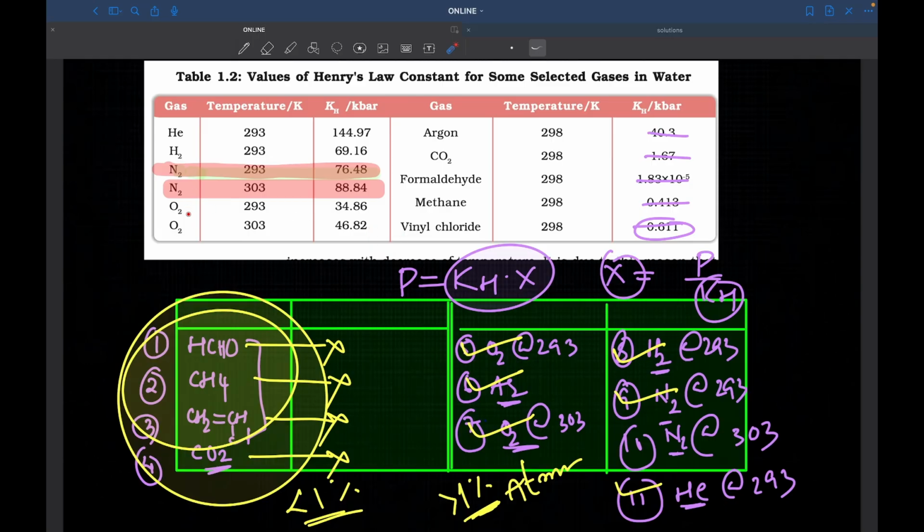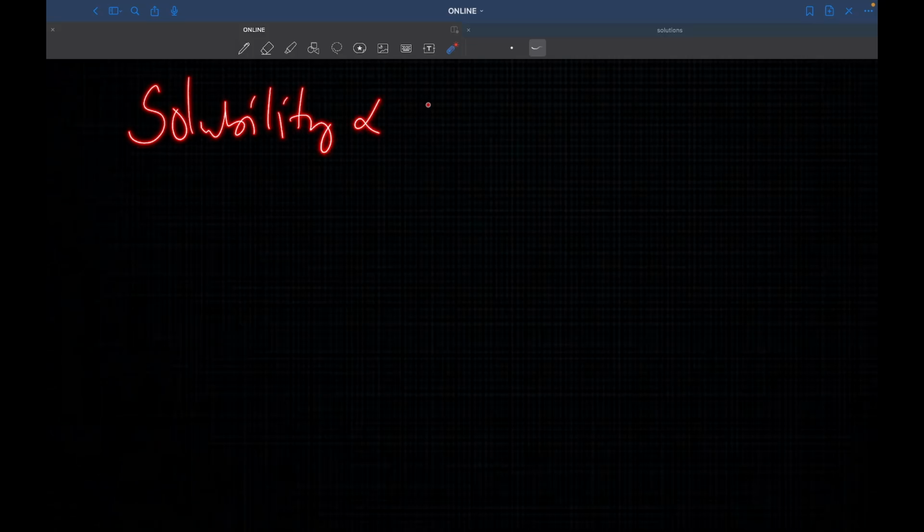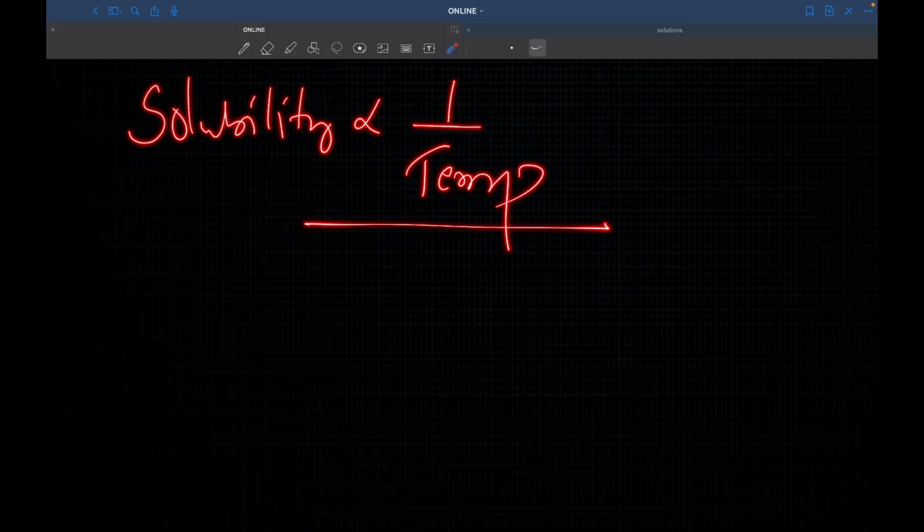That's why he gave two gases at different temperatures. Right? So what can we say here? The solubility is inversely proportional to temperature. Lower the temperature, higher is the solubility. Higher the temperature, lower is the solubility.